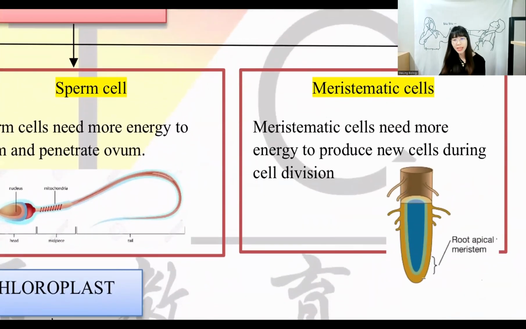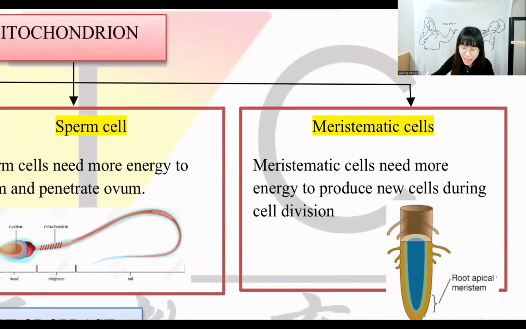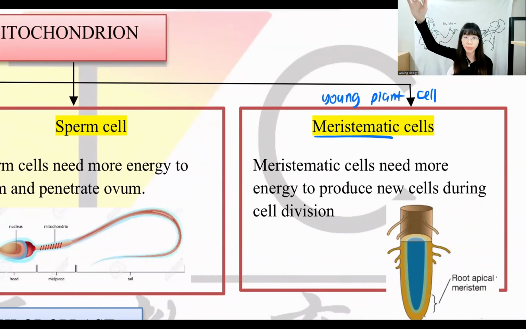And then we have meristematic cell. What does meristem mean? Meristem means young plant cell. Young plant cell is called meristematic cell. So this young plant cell needs to carry out cell division to grow. Meristem can only be used in plant, cannot be used in human. Imagine a normal small plant, it will grow into a bigger plant, right?